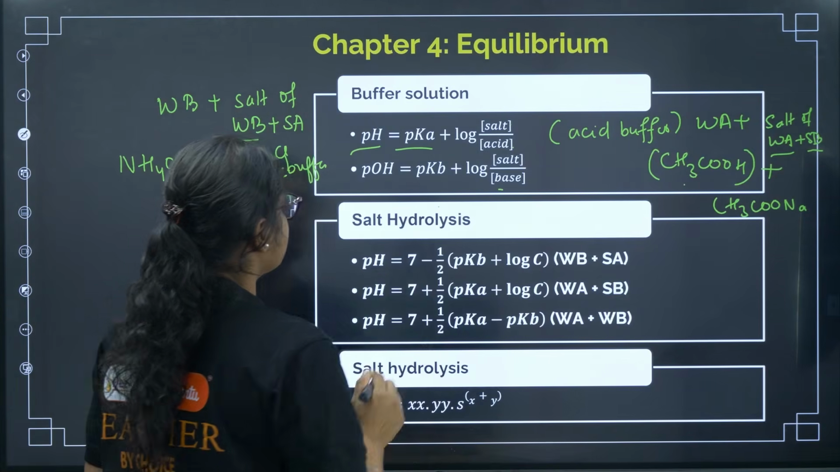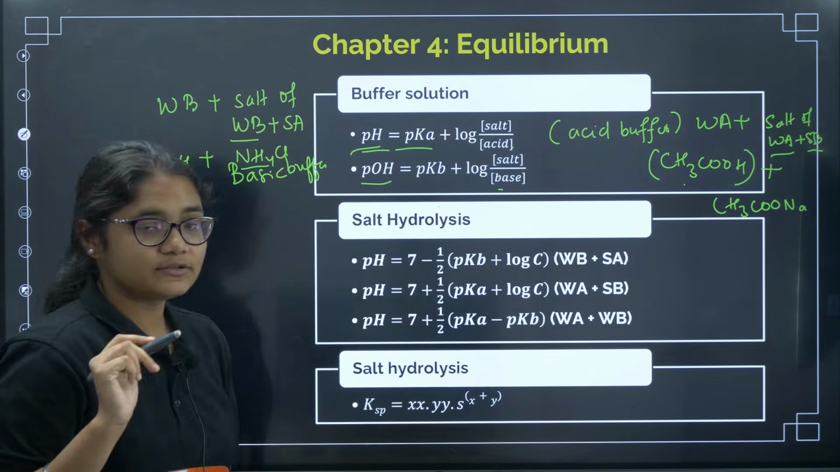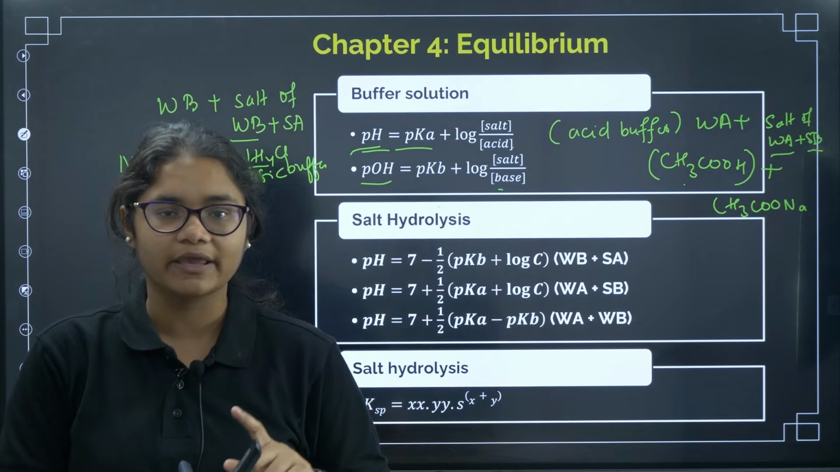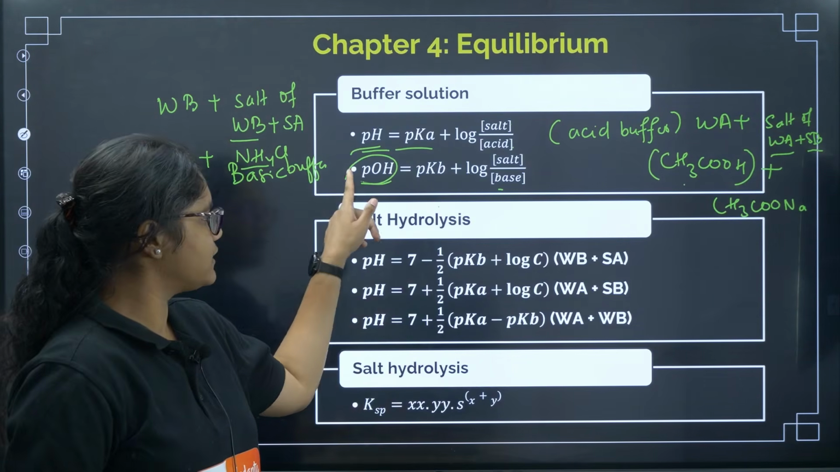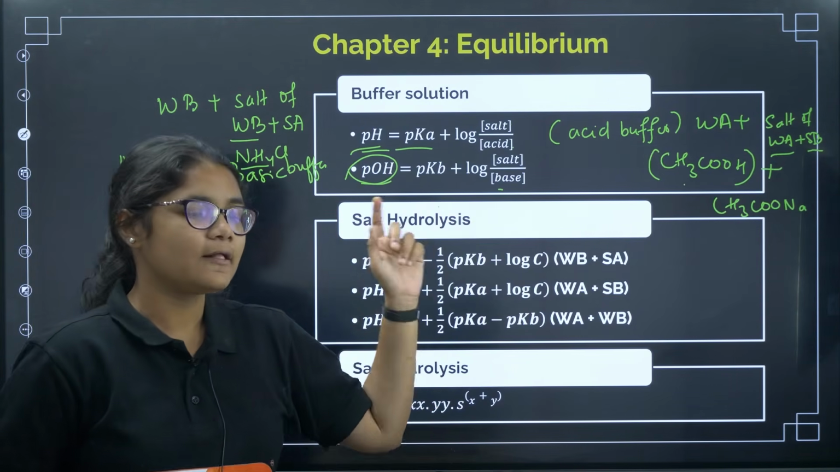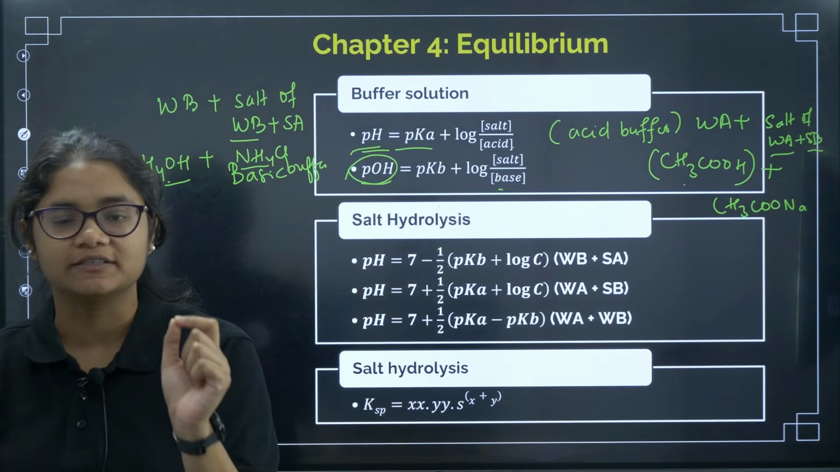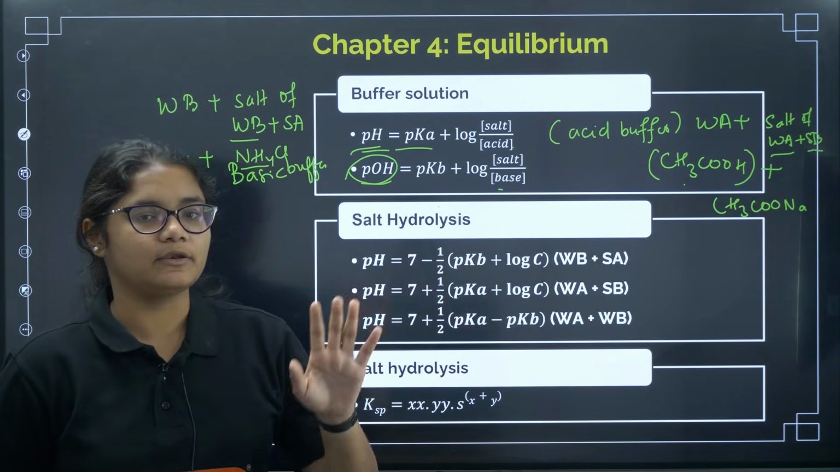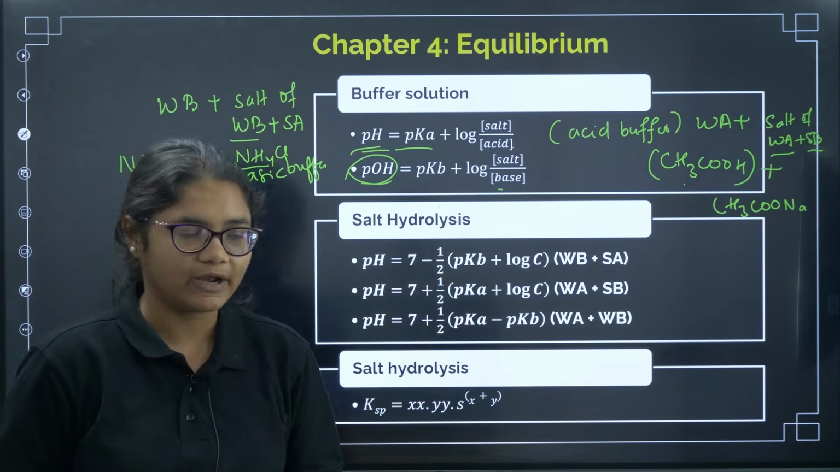Okay, so this is how we can calculate. Now here also you should remember, generally for basic buffers they will ask you pH. So what you have to do, first you have to calculate the pOH using the Henderson equation, then you have to use the relation pH plus pOH is equal to 14. So we have already calculated the pOH value and then you can calculate the pH value, right?